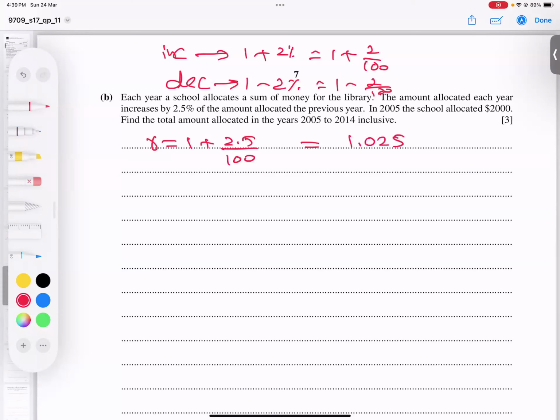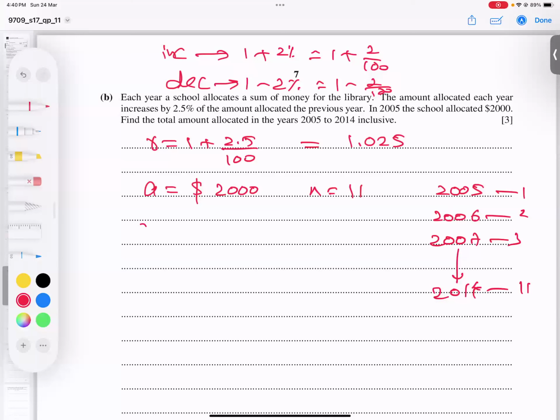I hope so up till here it is clear. He said in 2005, the allocation money is $2,000, and the total money we need to find is up to 14, inclusive. This kind of question, students always get confused about what to do. We count 2005 as the first year, 2006 as the second year, 2007 as the third year. If we continue till 14, counting on fingers, 5, 6, 7, 8, 9, 10, 11, 12, 13, 14, it becomes 11. So n is 11.